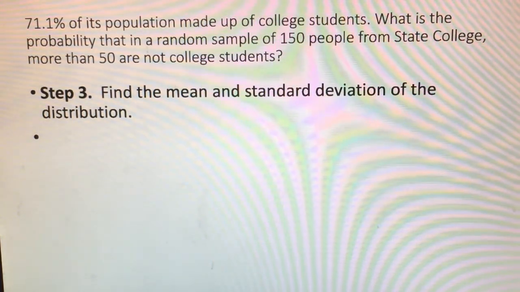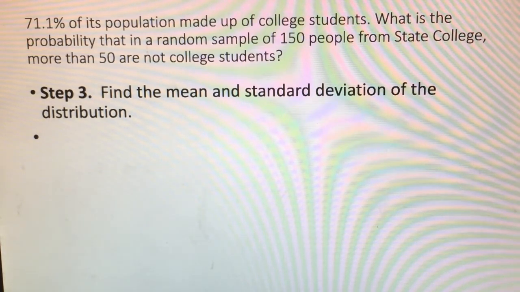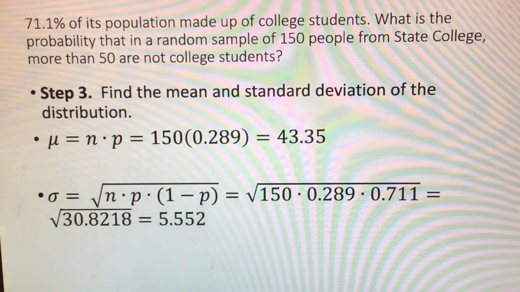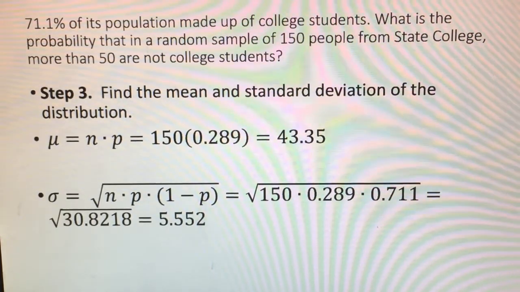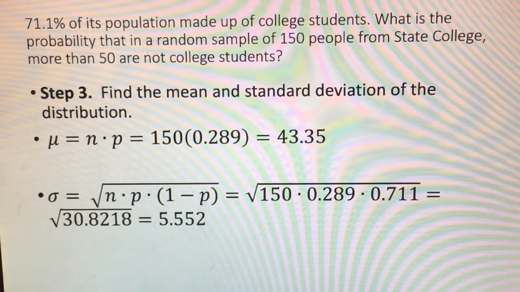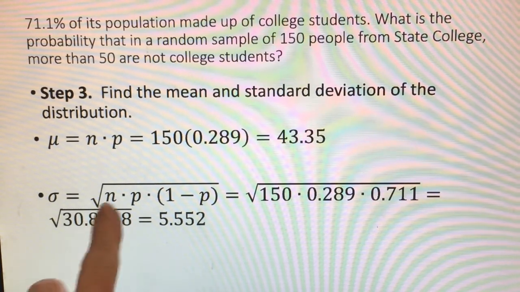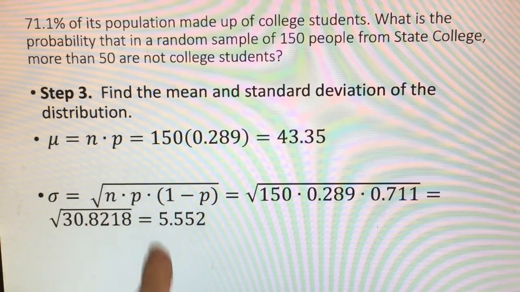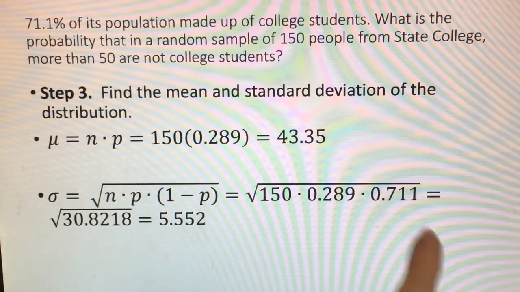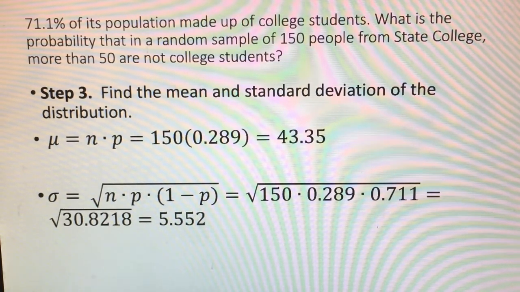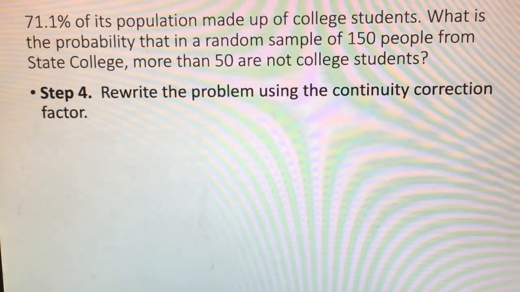So now we go to step 3, find the mean and the standard deviation of the distribution. The mean is N times P, and that gives us 43.35, and the standard deviation is the square root of NPQ. So we multiply all of those together, take the square root, and we get 5.552. Then rewrite the problem using the continuity correction factor.